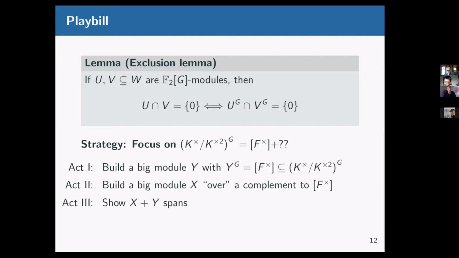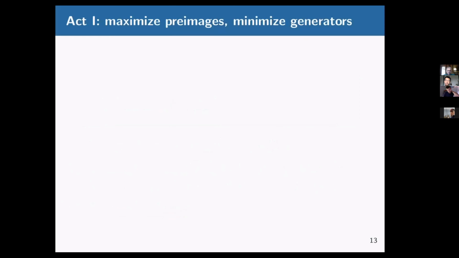So here's what we're going to do. First, we're going to build a big module whose fixed part is exactly F. Then what we're going to try to understand is, what does a complement of F look like inside of the fixed module? What is the plus that we're looking at here? And how can we build a module over that? And finally, once we've done those two things, hopefully those two modules that we pick up are independent from each other and span the entire space. So here we go. We're going to build over F.